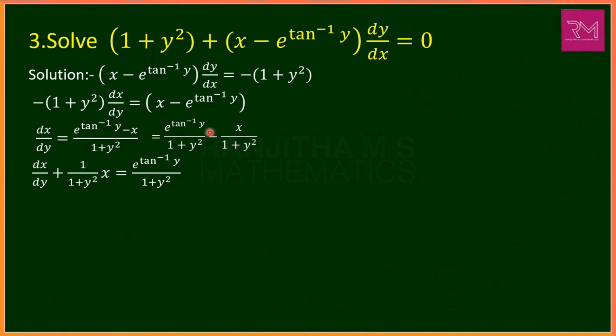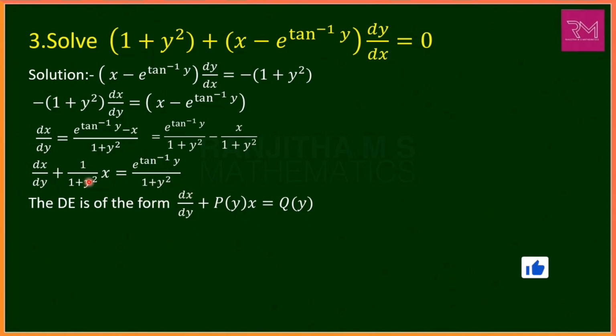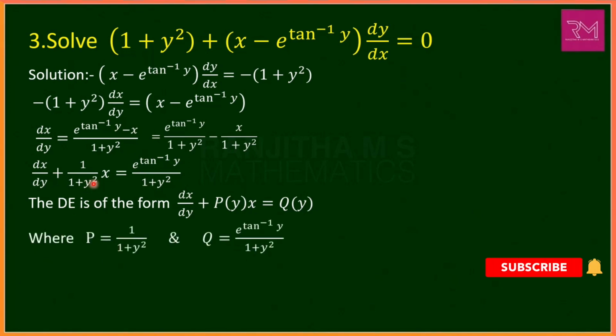Now take this value to the left hand side, that becomes dx by dy plus 1 by 1 plus y square into x, which is equal to exponential power tan inverse y divided by 1 plus y square on the right hand side itself. Now we can conclude that this differential equation is of the form dx by dy plus p of y into x equals q of y. Now take the p and q values, where p is nothing but 1 by 1 plus y square, and q is nothing but exponential power tan inverse y divided by 1 plus y square.